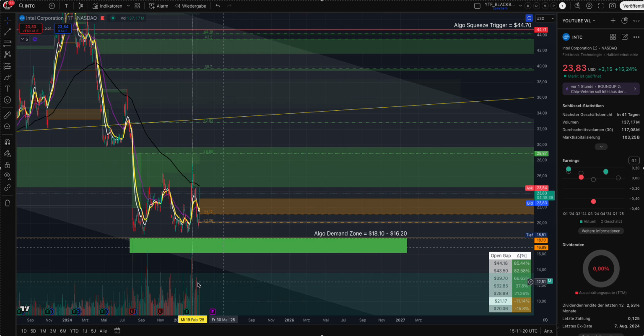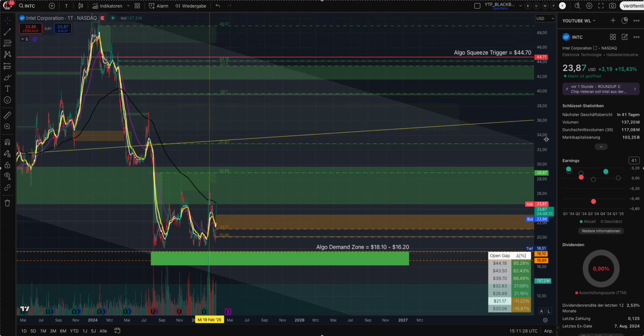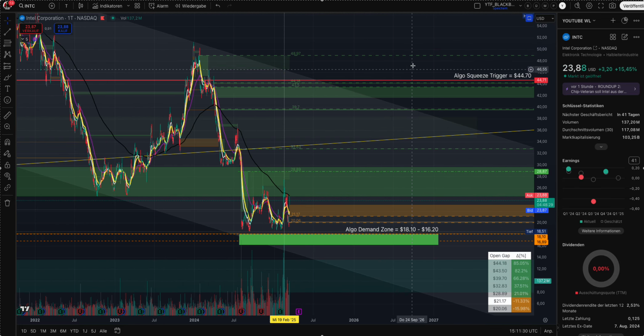The good news is that you can see the volume is increasing, and that means that the big boys also start to buy Intel shares in this price range. Yeah, guys, a lot of information. I will keep you updated here on Intel about the upcoming price action.